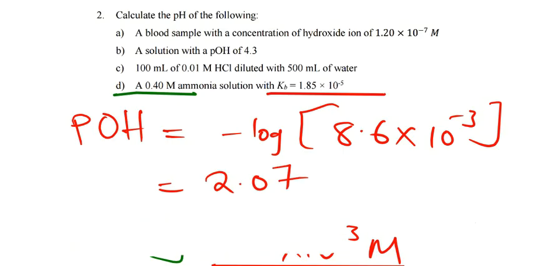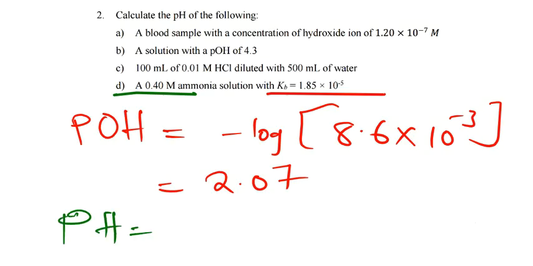So what is the pH? The question is asking us for the pH. How do you find the pH? 14 minus 2.07, which is 11.93. I hope you're learning.